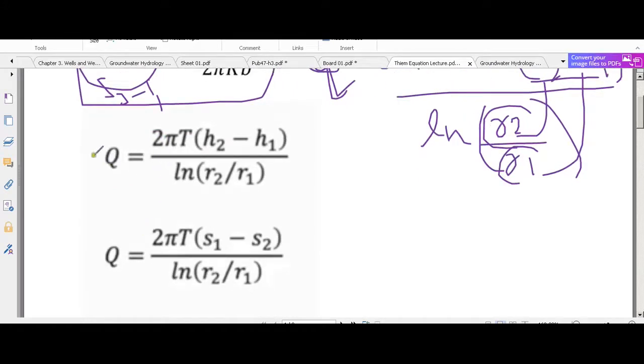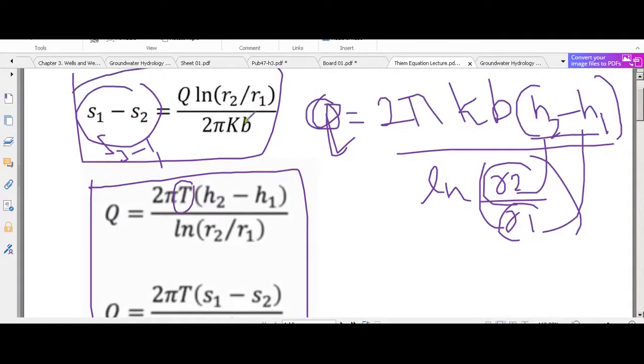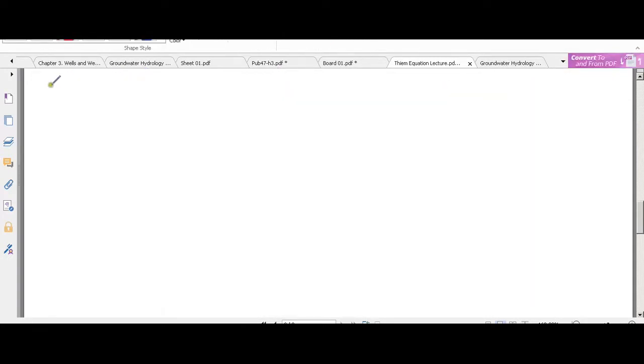In this case, you can see there is a special constant T. We are going to introduce this constant T by replacing k and b. If you rewrite the equation by making q the subject, these are the different variations. So this kb you can replace by T. That is the special case.